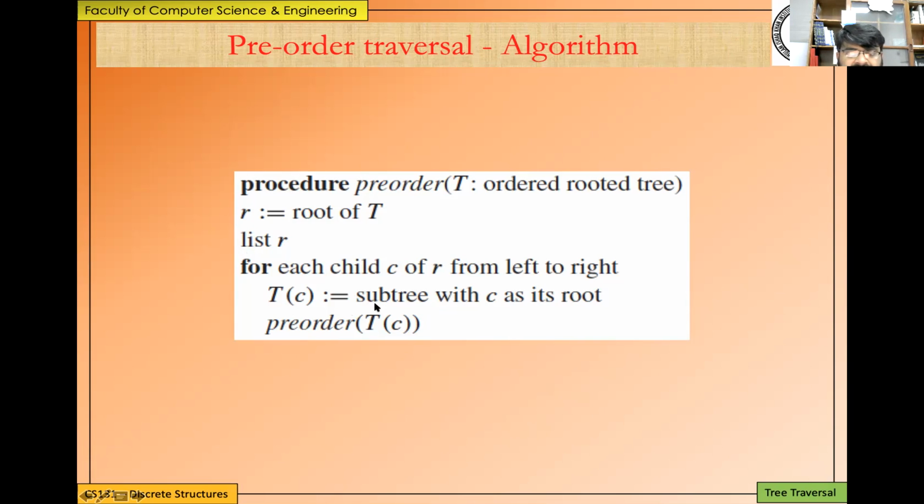So the first thing is to list R. Then we determine the subtree with C at its root. So for each child C in the same order, we determine the subtree with C as its root, and then we perform pre-order traversal of T of C itself, right? So each child subtree is then traversed again using the pre-order traversal. And the order here is you list the root. That is the first step, right?